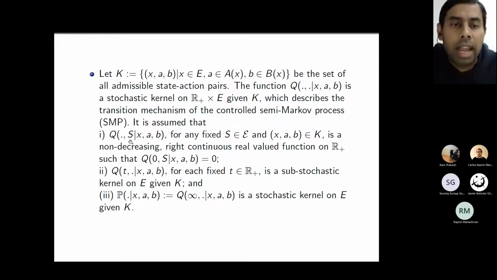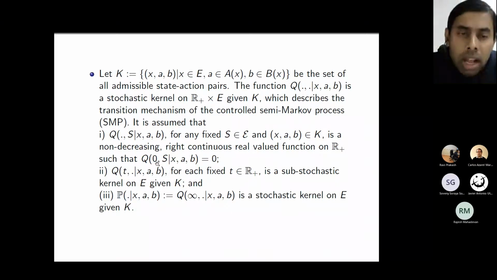Now suppose you fix a set S. Think of the probability that the jump goes to a new state in S. The chance you are asking is how long, or when, the jump will happen. That is why this first component is a time argument. This is a non-decreasing function, because it is basically like a distribution function. It is non-decreasing and right continuous, a real-valued function on R plus. Why R plus? Because you should think of it as the time component, such that this thing is equal to 0.